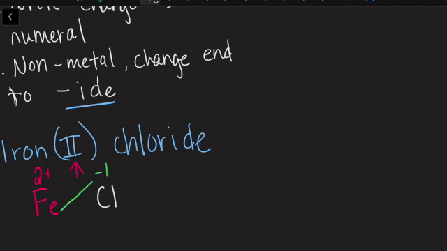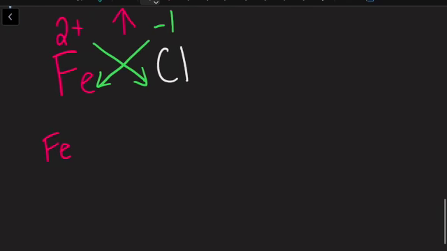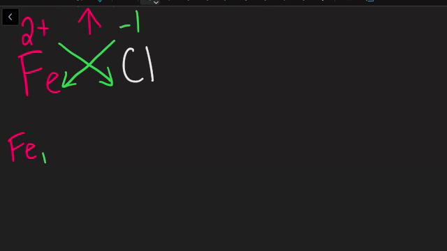Then you got to cross your charges, and that's going to give me Fe1. And remember, you just assume that the 1 is there, so I'm going to erase that, and it'll give us Cl2.